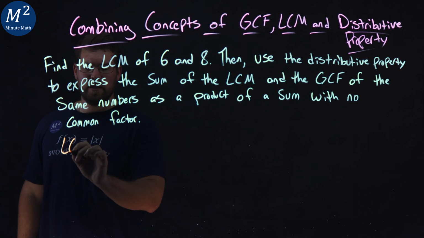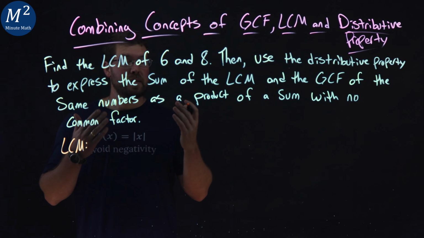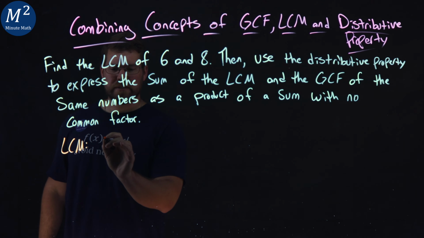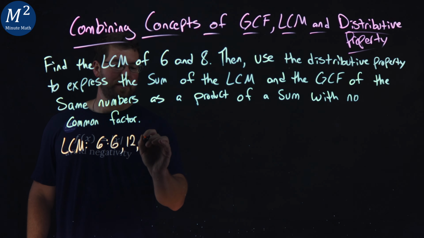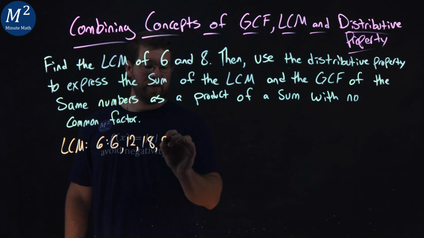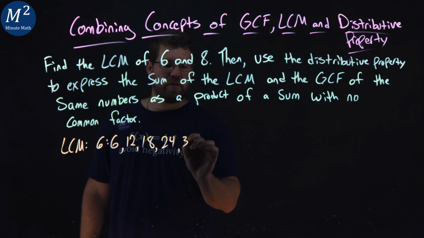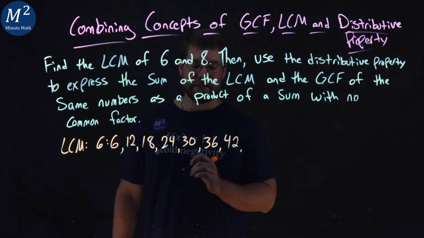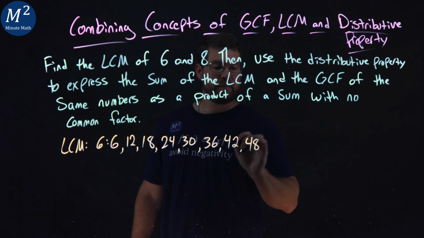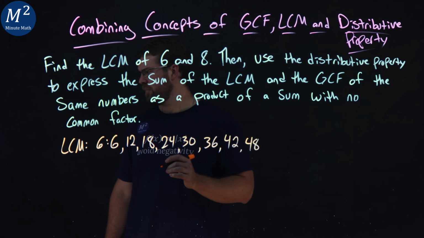LCM, least common multiple. Let's find the least common multiple of 6 and 8. Let's start with 6. 6, and then 12. Then we have 18. Then we have 24. That's 30, 36, 42. Oh, let's go to 48 here. And I think we should be good right there.